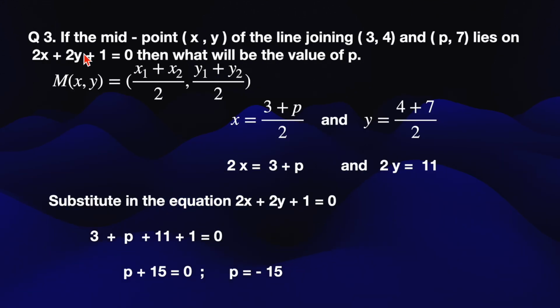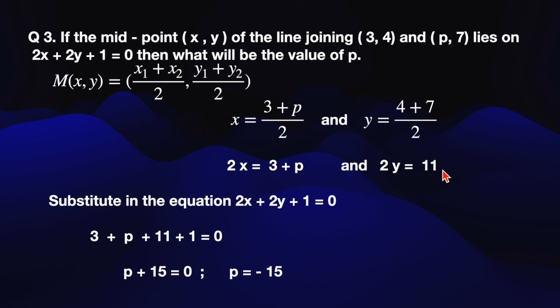Question 3. If the midpoint (x, y) of the line joining these 2 points lies on this equation, then what will be the value of p? Let's first find out the midpoint. M (x, y) is equal to x1 plus x2 upon 2, comma y1 plus y2 upon 2. This is x1, y1 and this is x2, y2. So x is equal to 3 plus p upon 2 and y is equal to 4 plus 7 upon 2. So 2x is equal to 3 plus p and 2y is equal to 11.